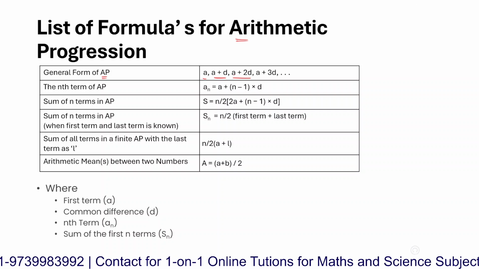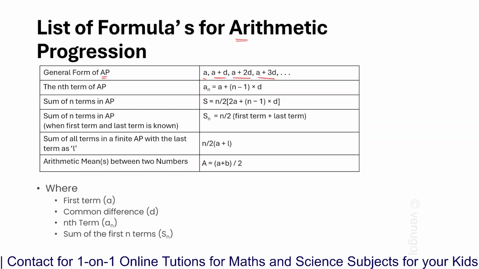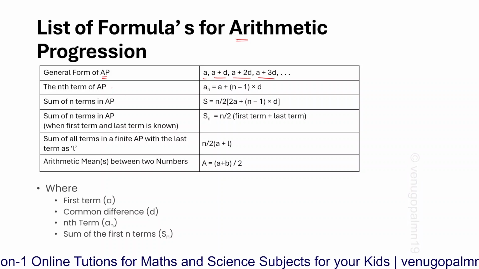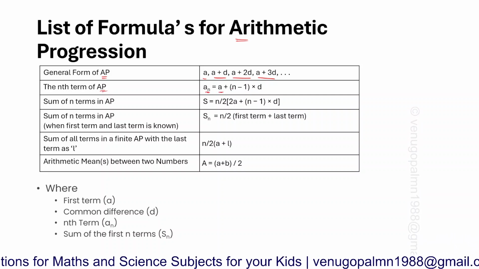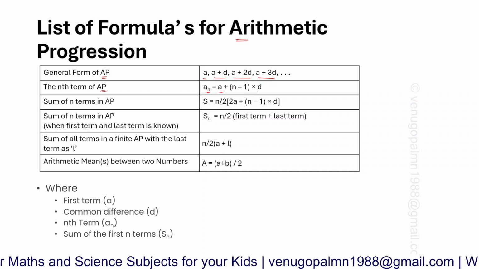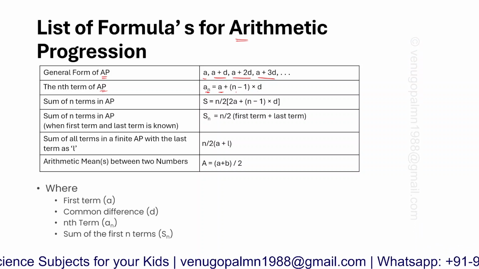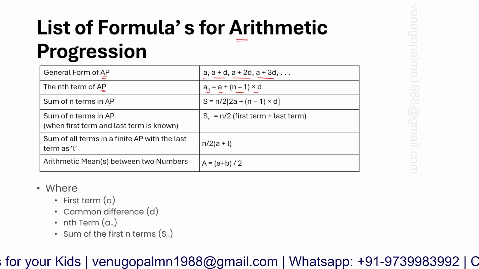The third term would be first term plus 2D. The fourth term would be first term plus 3D. So from these we can derive the nth term of an AP: A of n is equal to A plus n minus 1 into d. If you see from the above general form, we have deduced this particular formula. The third formula is the sum of n terms of an AP.